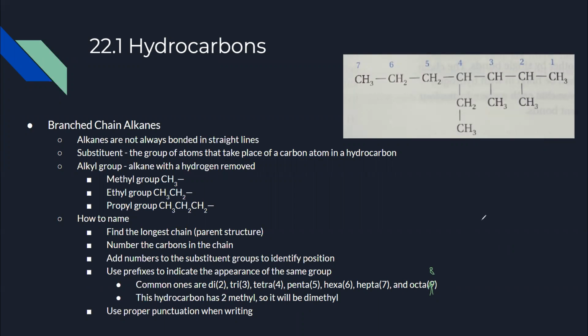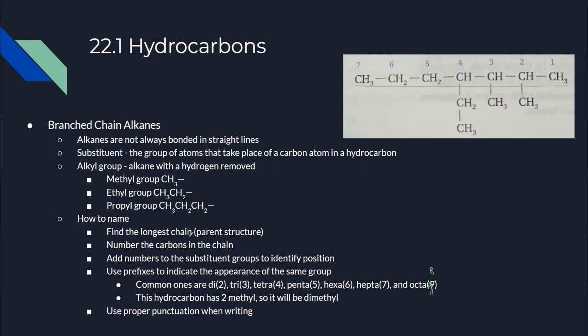And so this hydrocarbon has two methyl groups, which is a CH3 and a CH3. It has two of these groups, and so that will be called a dimethyl. Then you have to use proper punctuation when writing. What you have to do is show the group. So first you find the longest chain, which is over here, CH3, all of this. And then you number the carbons in the chain, which is from 1 to 7.